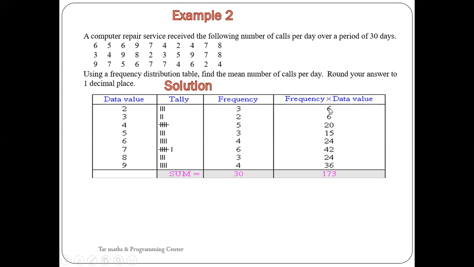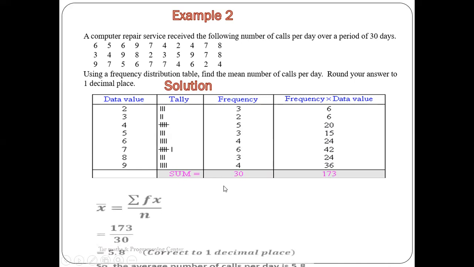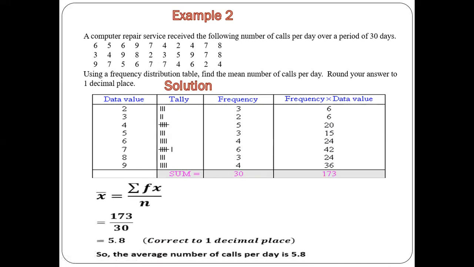Then you calculate fx by taking the data value and multiplying it by the frequency. At the end, you sum the fx to obtain 173. You do the same with the frequency. Then to calculate our mean, you take summation of fx, which is 173, divided by n, which is 30. This gives us 5.8. So the average number of calls per day is 5.8.